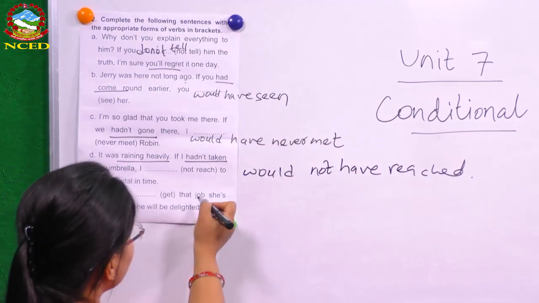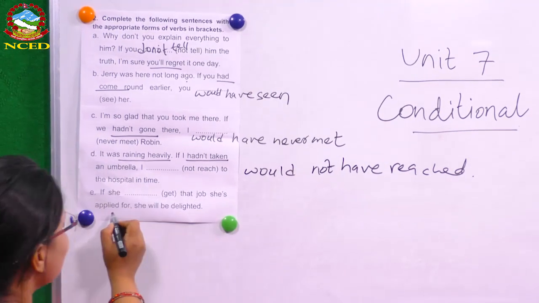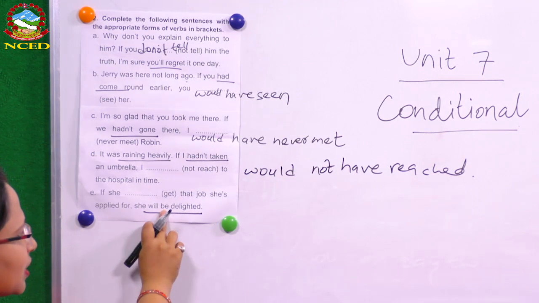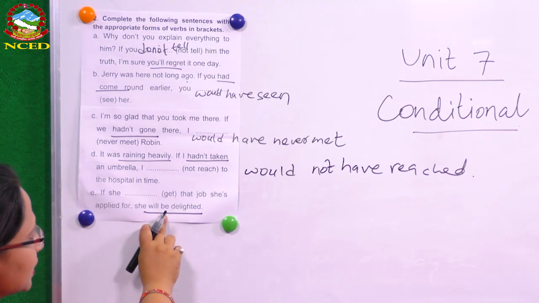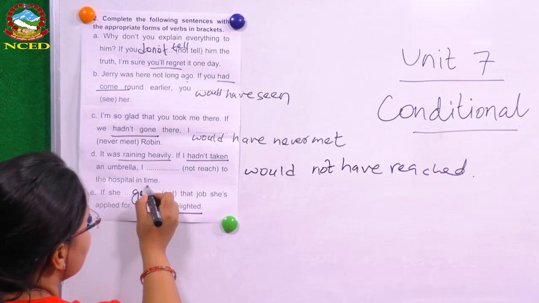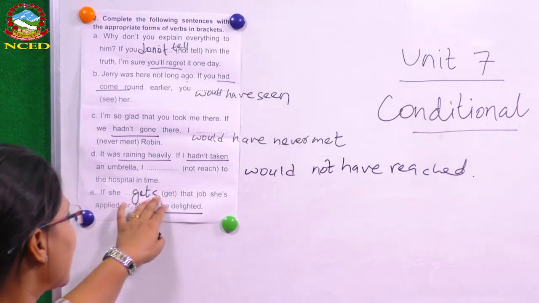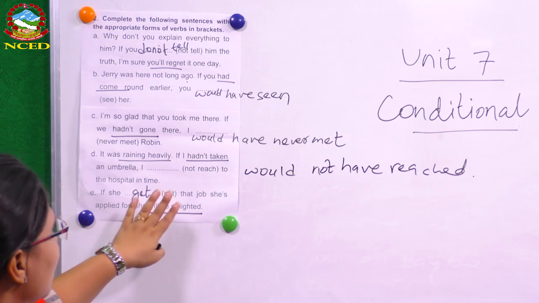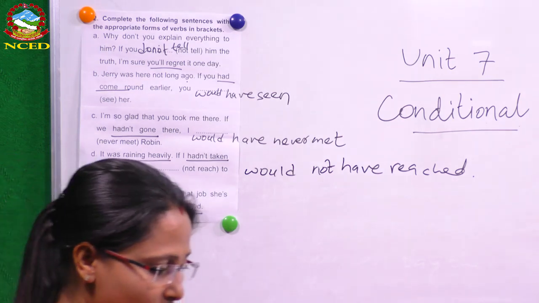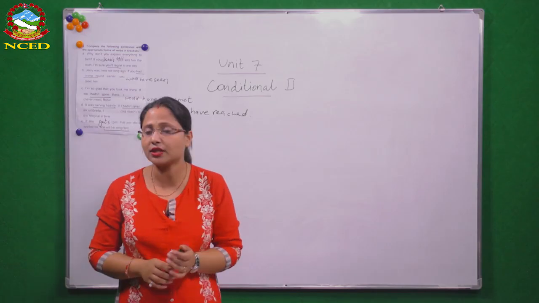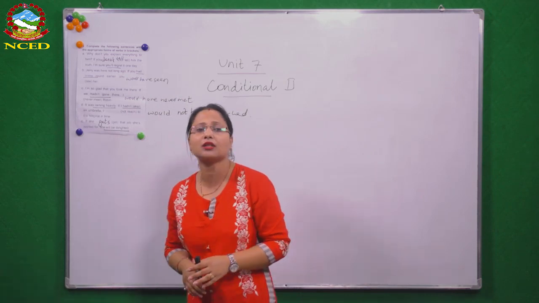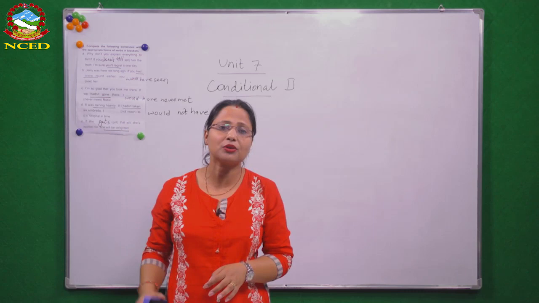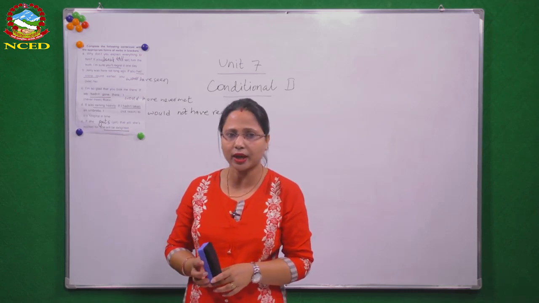If that job she has applied for, she will be delighted. Will be delighted. So it's conditional type 1, right? So present tense here. If she gets that job she has applied for, she will be delighted. So we've done this as well, but this is not enough for you. You will need a lot more practice to be confident about using these types of conditionals, okay?